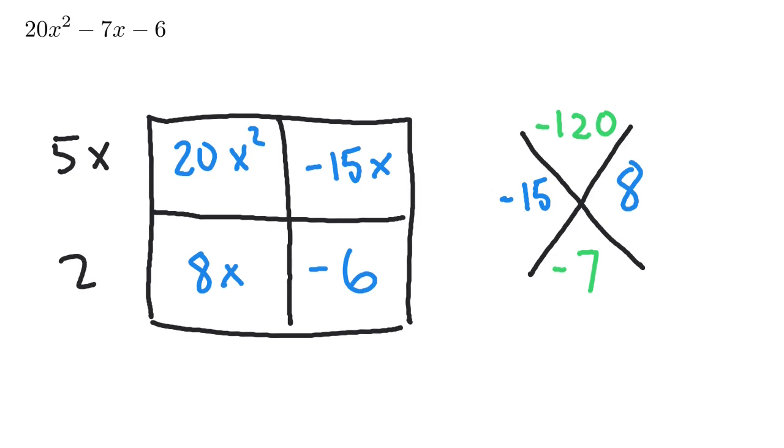X and no x with the 6. So the GCF of the variables is nothing. They don't have any x's in common, so it's just 2 as the GCF overall. Okay, now we go up the columns. So let's do the first column, bottom to top.